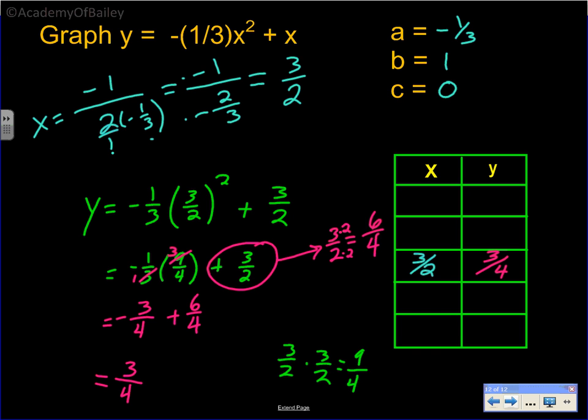So we have the vertex. Not a real fun vertex to graph, but we can graph it nonetheless. I'm erasing all this work here so that way we can work out some of the other values.